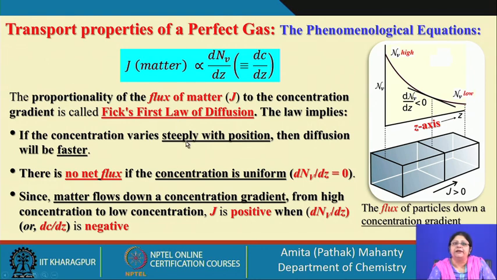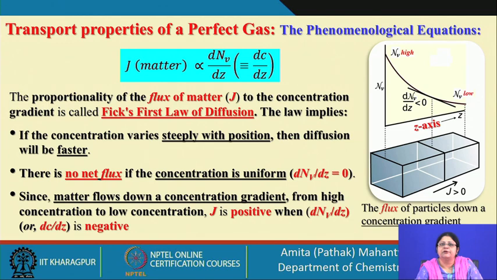If the concentration varies steeply, what happens? When is it going to be varying steeply? That means this slope is going to be much steeper, okay. When is this going to be much steeper? When this high and this low have a lot of difference. So if there is a high difference in the concentration of molecules from the high region towards the region where it's low, then obviously the slope will be very steep. So what will happen then? The diffusion will be faster. So according to Fick's first law of diffusion, if the concentration varies very steeply, if the gradient of concentration is very high, then the diffusion process is going to be faster.